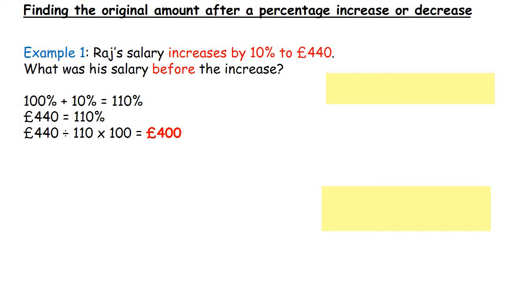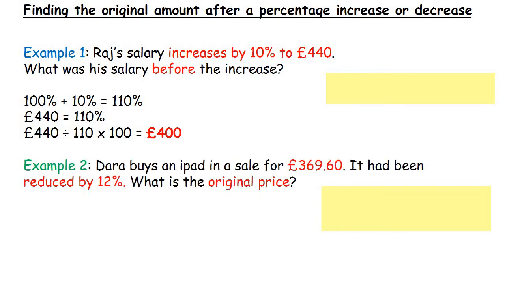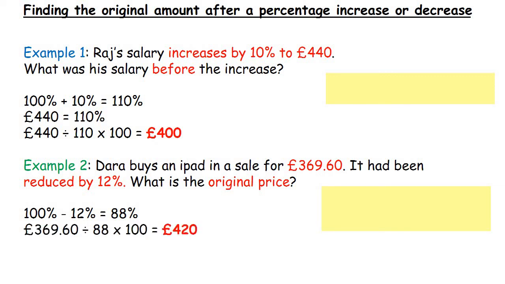So example 2, Dara buys an iPad in a sale for £369.60. It has been reduced by 12%. What is the original price? So this time we take away the 12% to find the new percentage, because it's a reduction, which gives us 88%. We then divide by 88 and multiply by 100 to get the original amount, which is 420.